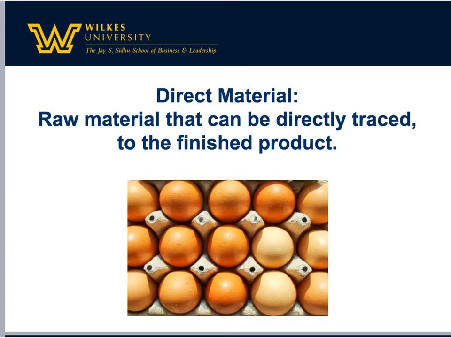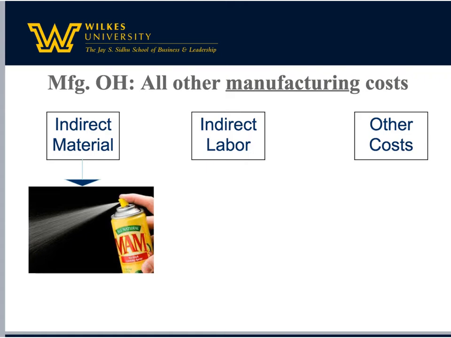Direct materials are materials that can be directly traced to the finished product. And I started with raw materials, although eventually the raw materials become work in process materials. But either way, you can trace them to the finished product. I've included eggs as a component in a manufacturing facility for cookies. You may not necessarily see the egg, but it is directly traced to the batter. So it is a direct material. All other manufacturing costs are considered manufacturing overhead.